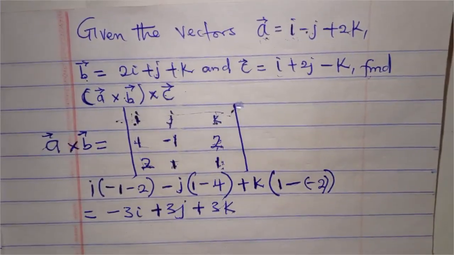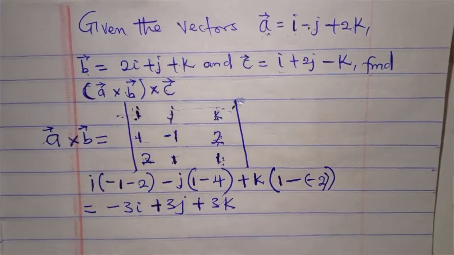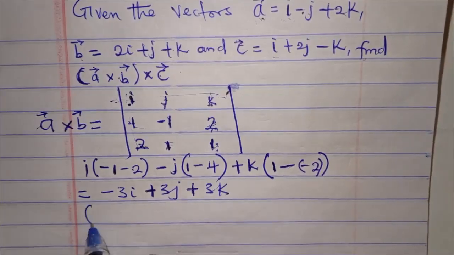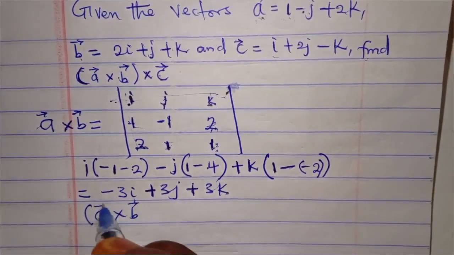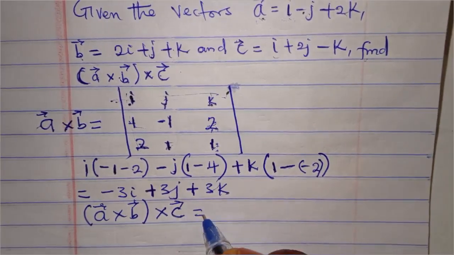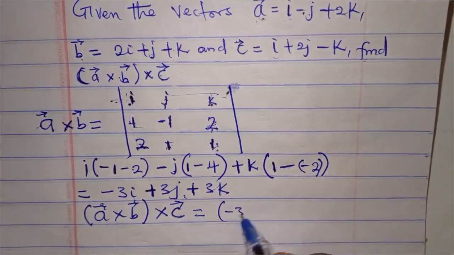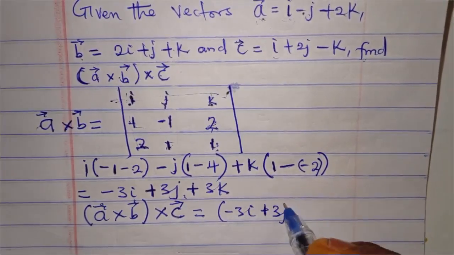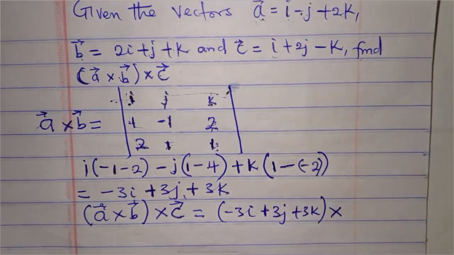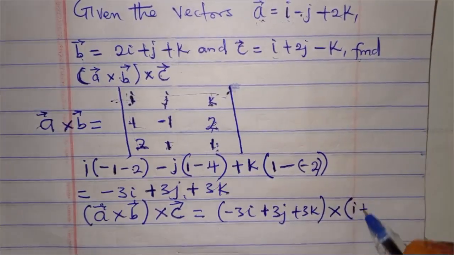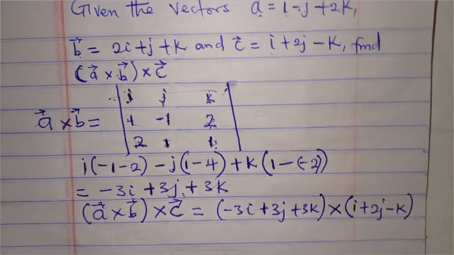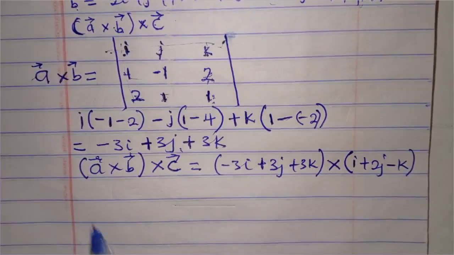What now is the triple vector product, or the triple cross product, of A, B, and C? So this is it now. The triple cross product of A, B, and C is equal to minus 3i plus 3j plus 3k cross, what is vector C? I plus 2j minus k. So we're going to evaluate that cross product in the same way we did it for A cross B.